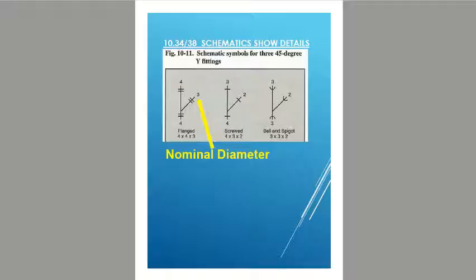10.34 to 10.38, they're talking about schematics showing details. So figure 10-11 shows schematic symbols for 3 different 45-degree Y fittings. They all resemble the schematic symbol in figure 10-10. Anyone who knows how to read piping symbols does not need the written descriptions below these symbols. The schematic symbols alone provide all the information shown.